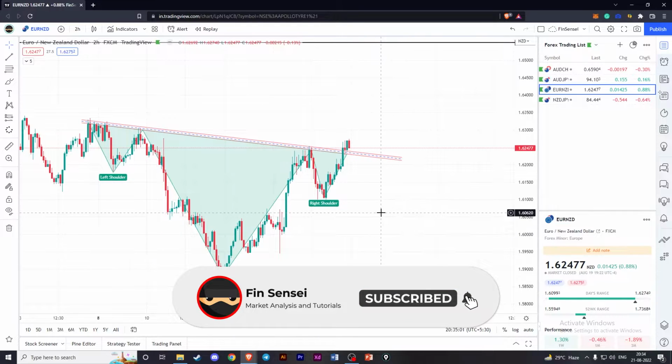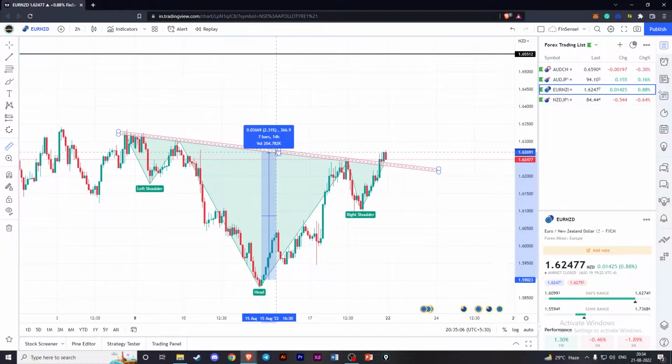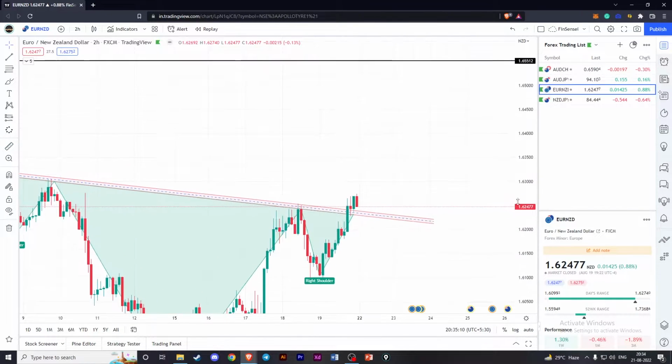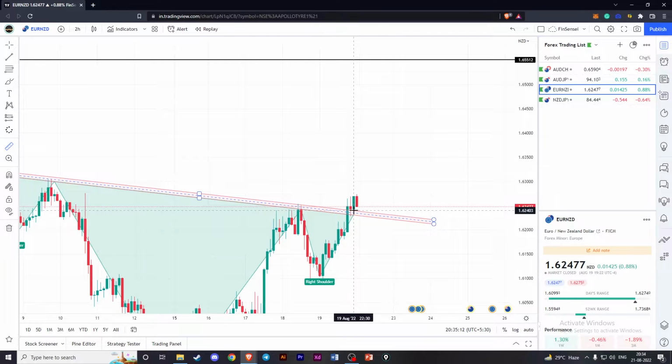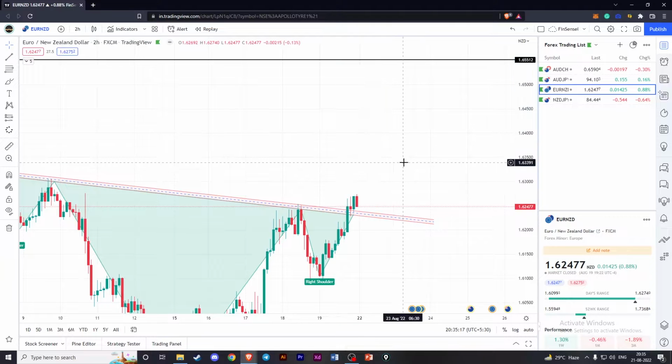The target for a head and shoulders pattern is calculated from the distance between the head and the neckline. It is around 365 pips, but for safety we can take around 300 pips. I have considered around 310 pips as our target.